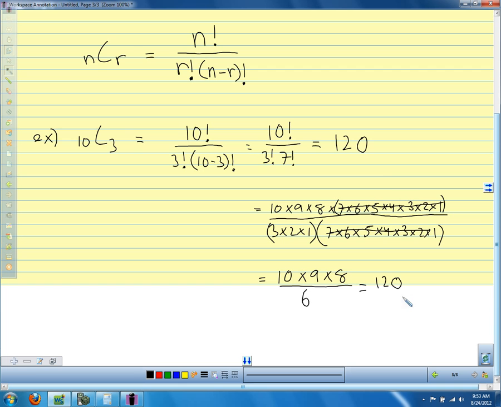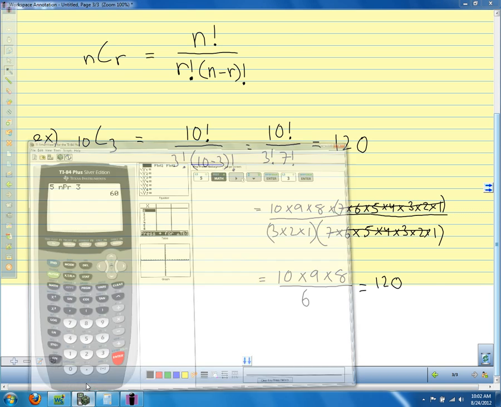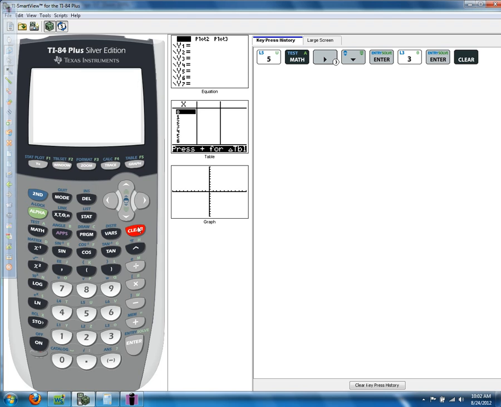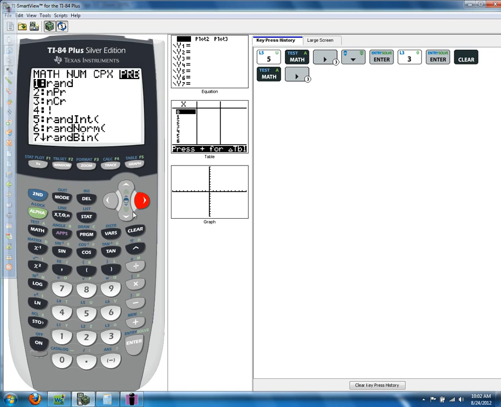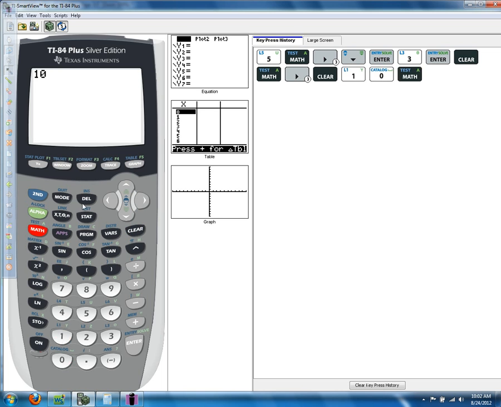And I can also plug this into my calculator. Let me show you on the Texas Instruments calculator, with the probability button, you have nCr. So that's what you would use to calculate combinations. So in this case, I would put 10, and I would go to probability. Enter. Whoops, that wasn't what I wanted to do.